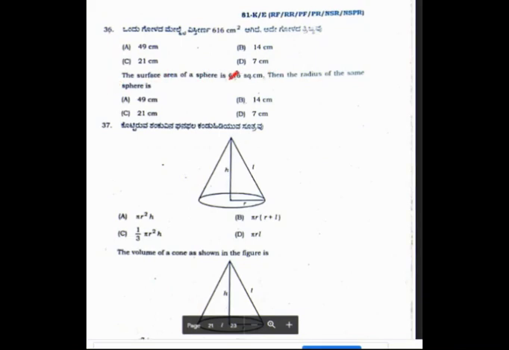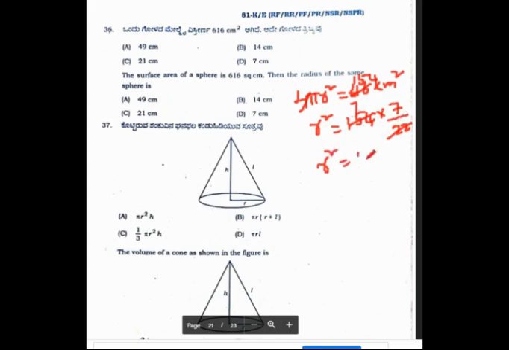36th question. The surface area of a sphere is 616 square centimeters, then the radius of the sphere is. So we know the surface area of a sphere formula, which is 4 pi r square, is given as 616 square centimeters. So I am cancelling 4 ones are 4, 154 are 616. So r square is equal to 154 into 7 by 22, since pi value is 22 by 7. When it moves to the other side of the equal to, it will become 7 by 22. 22 ones are 22, 7s are 154. r square is equal to 7 times 7, which is 49. r is equal to root over 49, which is nothing but 7 centimeters. Correct option for 36th question is D, 7 centimeters.